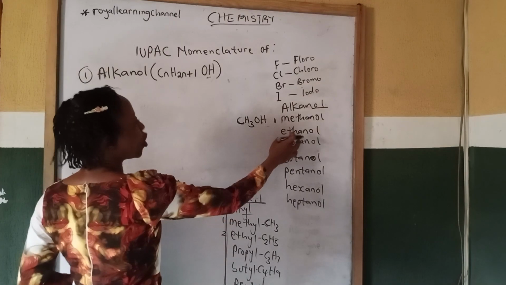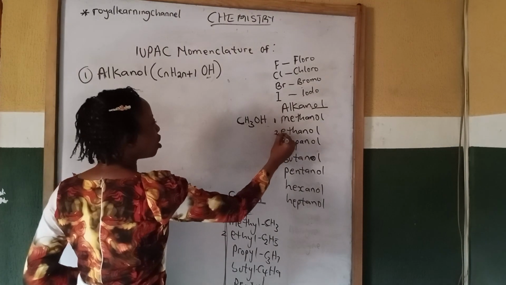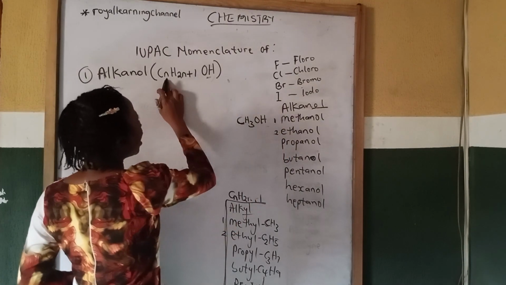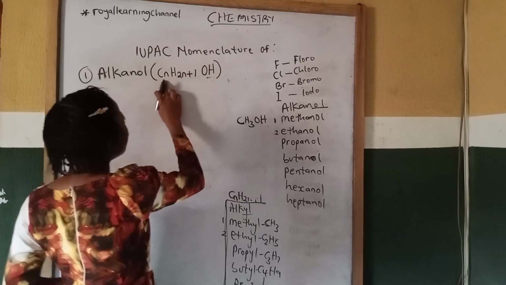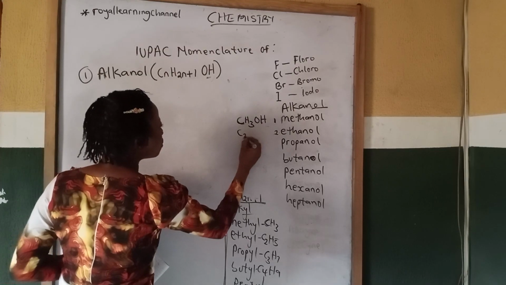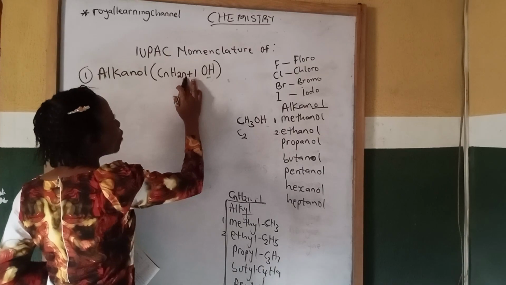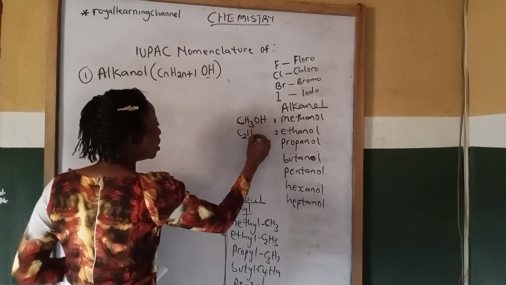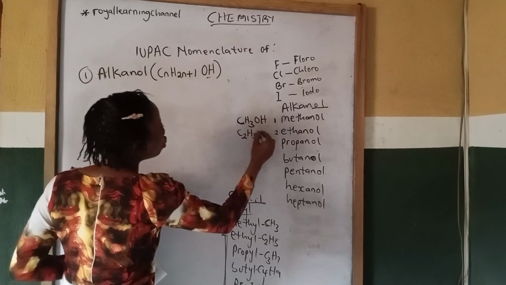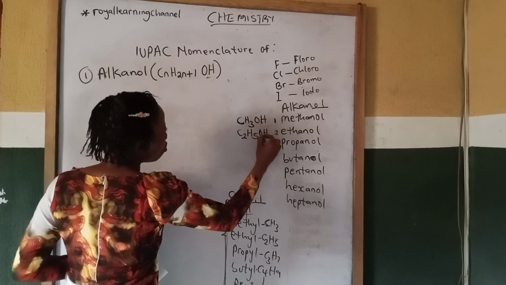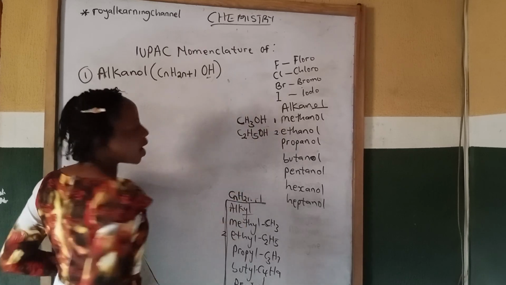Then ethanol is the second member. So from this general formula, my n will be 2. C times 2 will give me C2. 2 times 2, 4, plus 1, 5. H5. Then you add OH. This is the molecular formula for ethanol.